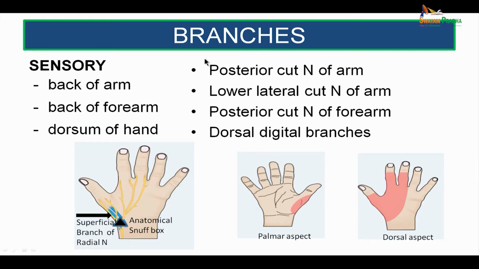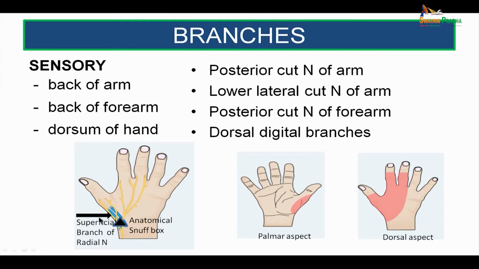Now, to talk of the branches, the sensory supply of the radial nerve at various levels. In the back of the arm, it gives off the posterior cutaneous nerve of arm and lower lateral cutaneous nerve of arm, which supplies the posterior aspect, and as the name implies, the lower and lateral portion of the arm, almost up to the level of olecranon process. In the back of the arm, it gives off the posterior cutaneous nerve of the forearm, and onto the dorsum of the hand, it supplies through the dorsal digital branches.